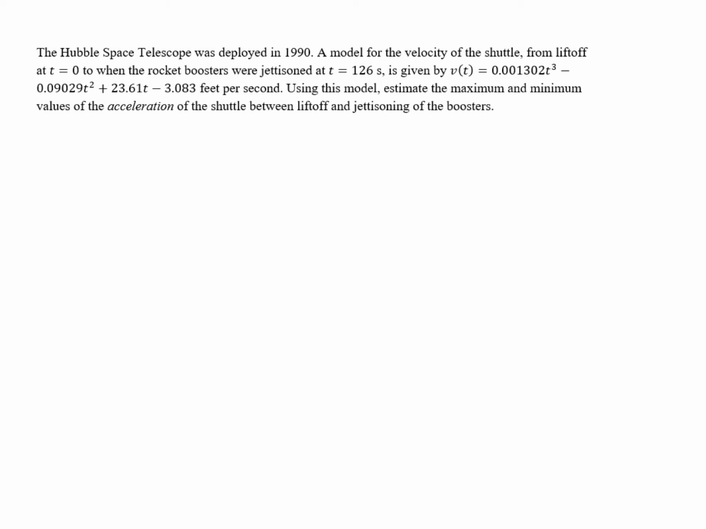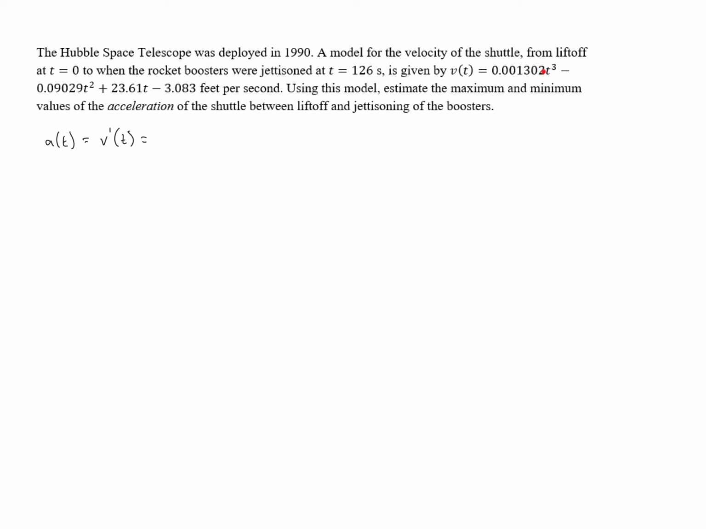Now, there is one thing I want to point out. We have been given a velocity function, but we want the maximum and minimum values of the acceleration. So before we do anything else, we need to take the derivative of this to find the acceleration function. So the acceleration as a function of t is going to be the derivative of the velocity as a function of t. And so we need to differentiate one term at a time.